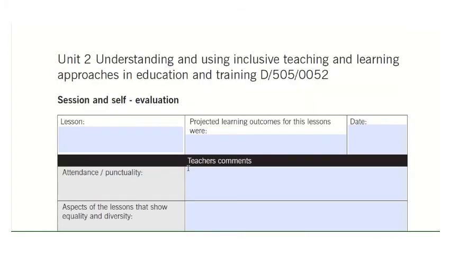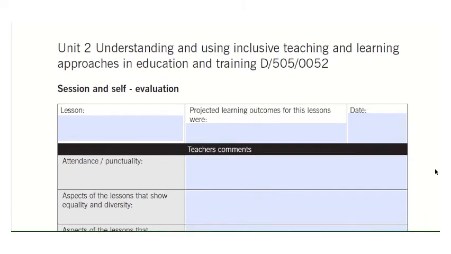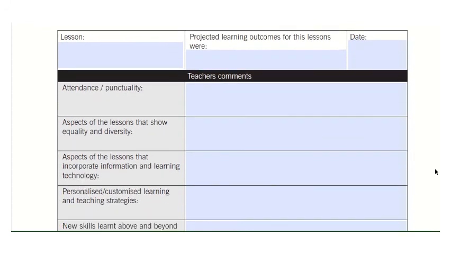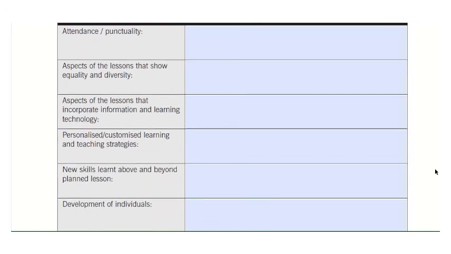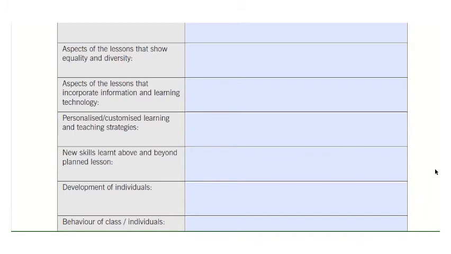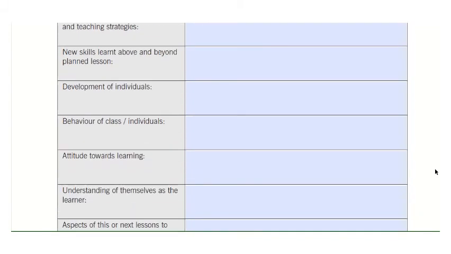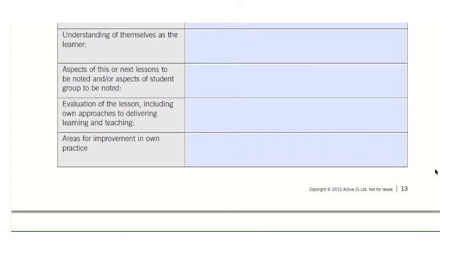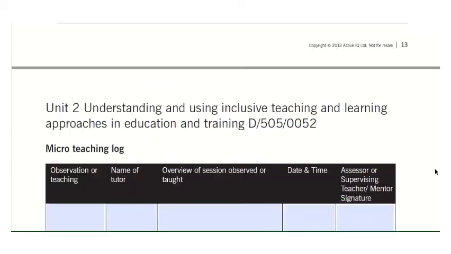If we go down a little bit further, this is the self-evaluation form you'll do after your session. Note the session, the outcomes, and the date, and then you can go down and look at these. I'm not going to spend too much time on it now, but before you do your session, have a look at these. Some of them are quite specific: ICT, for example, customised learning strategies for learners who need it, etc. Have a look at that, then you can make sure your session meets some of those points.